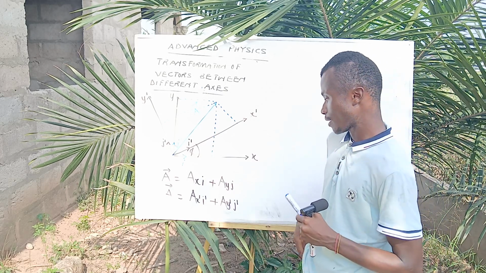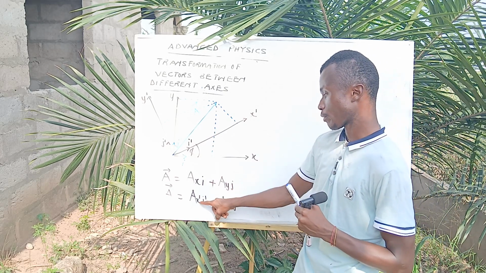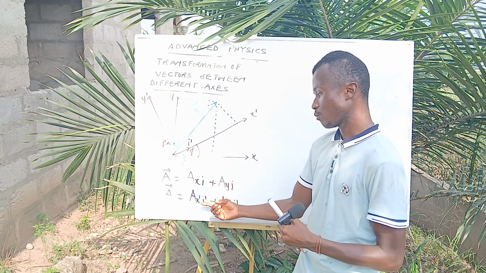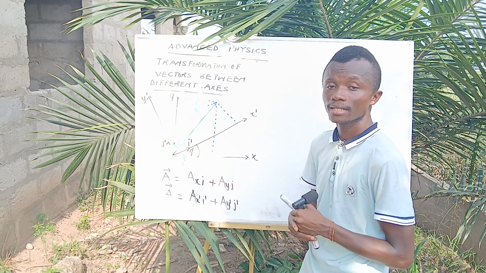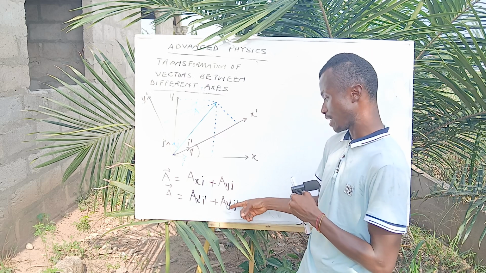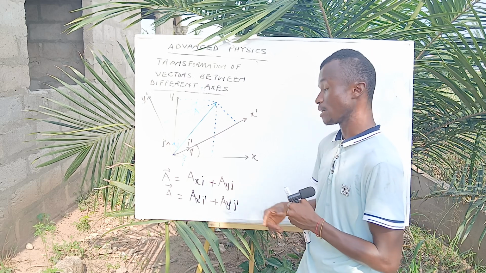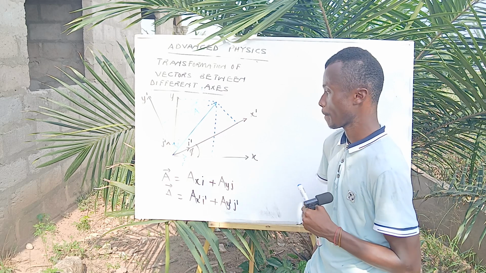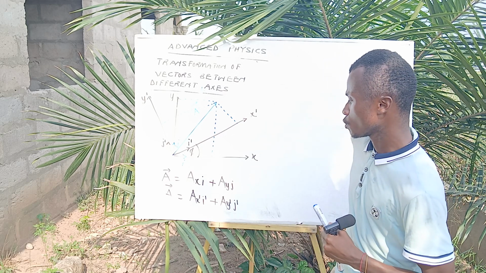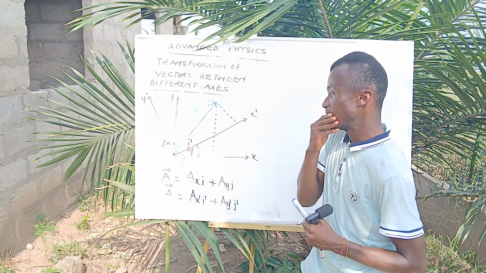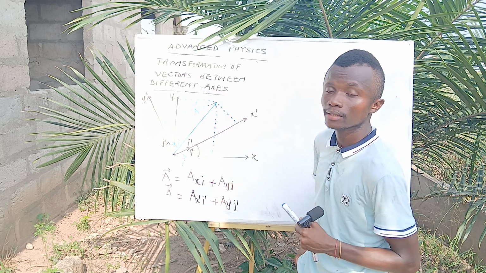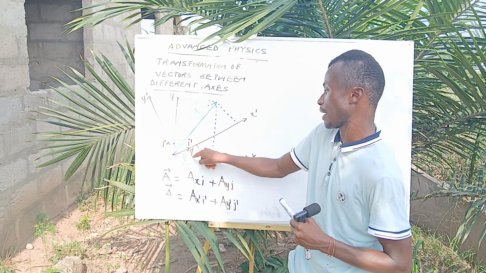So then how can I transform ax prime into ax? If I'm given ax prime, what should I do to it to get ax? Same as ay prime, what should I do to it to get ay? And we can transform that. To be able to do that, we need to get i prime in terms of i and j. How do we express i prime in terms of i and then j?